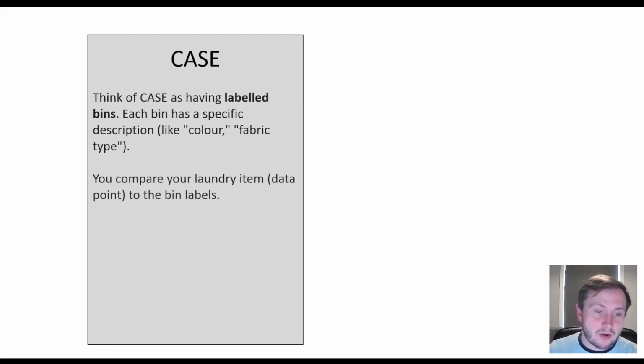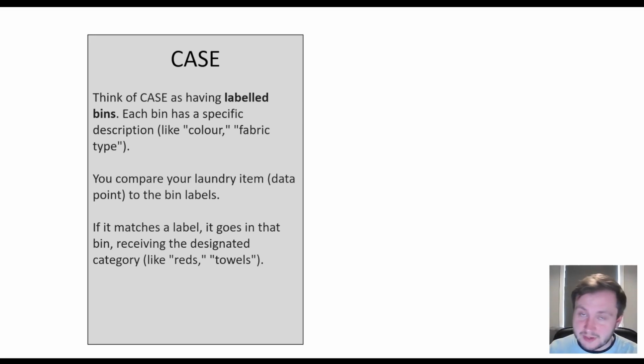We can compare our laundry items, the data point, to those bin labels. So is this top red? Is this top blue? Is it a delicate? And then we can move it into the bin by using the case statement. If it matches the label, it goes into that bin and it gets that designated category, such as red clothes, blue clothes, so on and so forth.